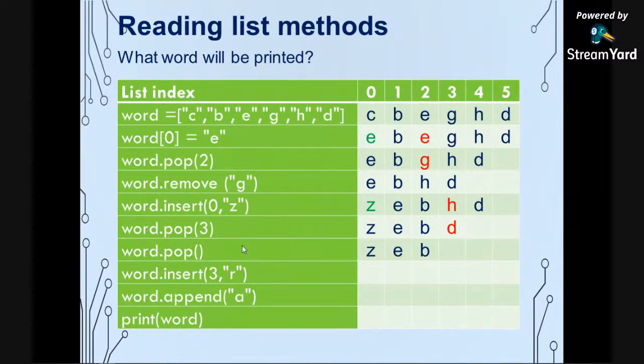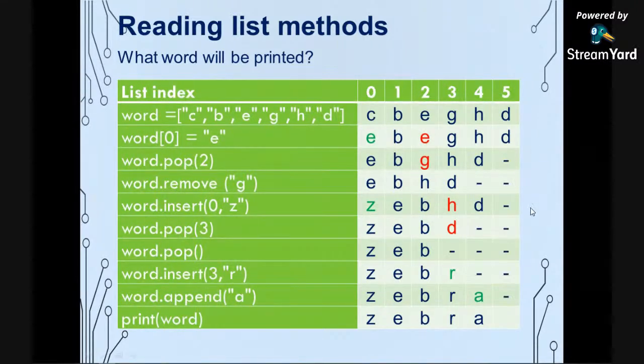Okay. Then I'm going to do word dot insert 3, R. So where's 3? 3 is at the end there. So actually, I'm inserting it, but I don't have to move anything along because there's nothing else to move along. So I'm just going to put in, it's a bit like appending this one. Z, E, B, and then R. And then if I append the letter A, remember append means add. It's Z, E, B, R, A. So when we print out the word, it'll print out zebra. Okay? So hopefully you have a vague idea now of how that works.